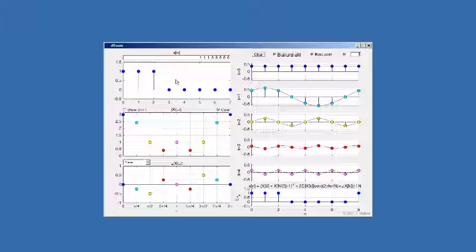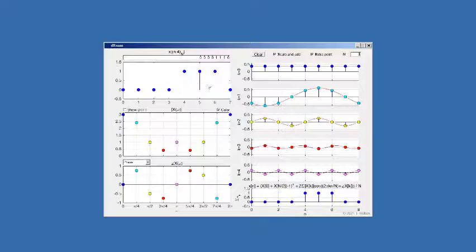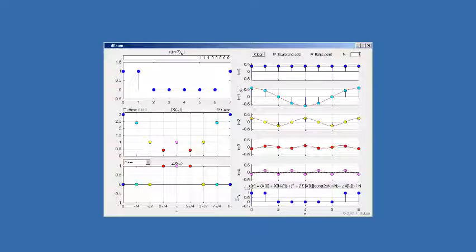You can shift the sequence circularly modulo n by dragging in the display here. Of course, the phase of all of the cosine terms changes as well.